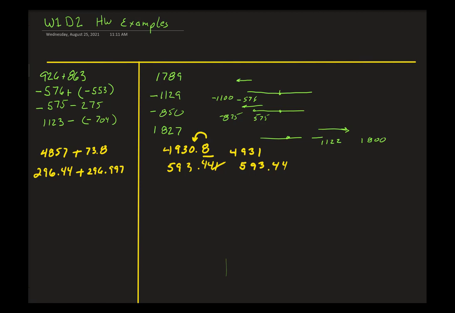Number 13. I've got 583, that is, 0, 0, 0, 5, 8, 3, plus 0, 0, 0, 8, 3, 7, 2. Plus, oops, I'm sorry, it's a minus.